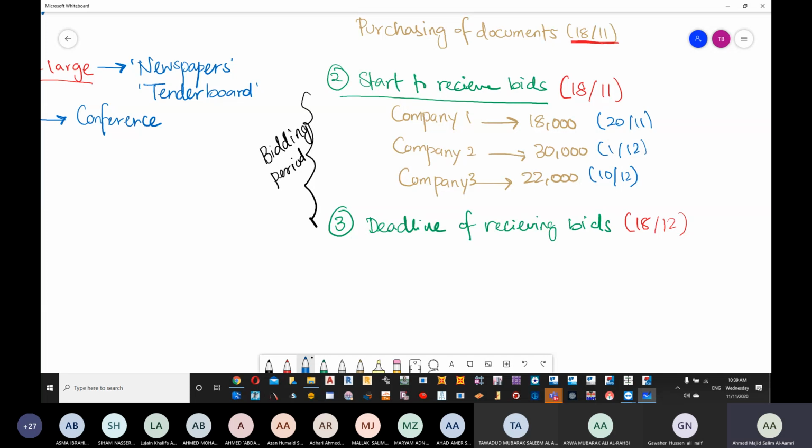Now, can company number three resubmit the bid for, let's say, 17,500 on the 17th of December? Is it possible?